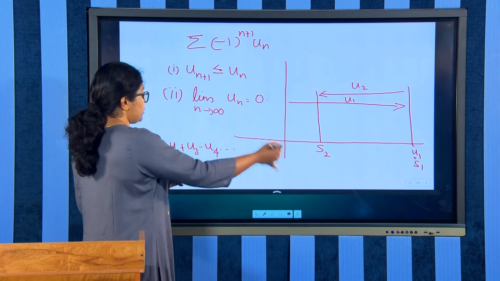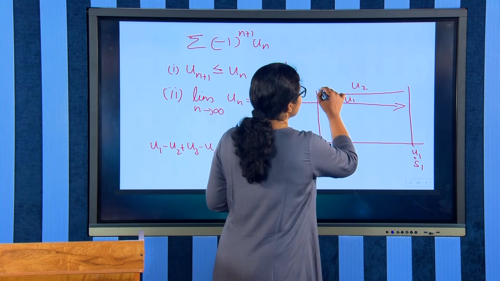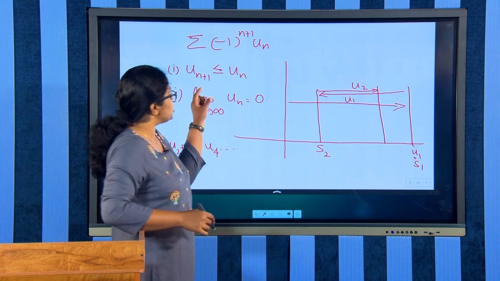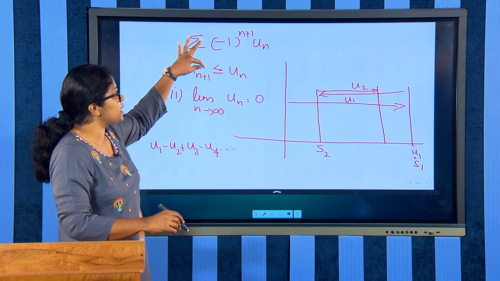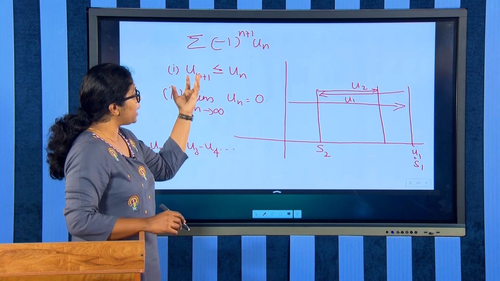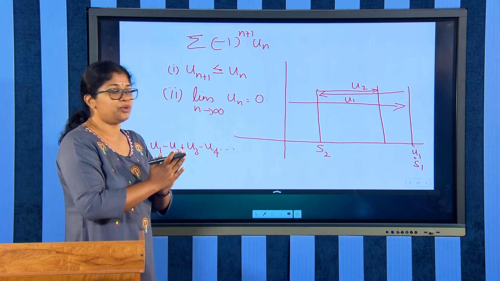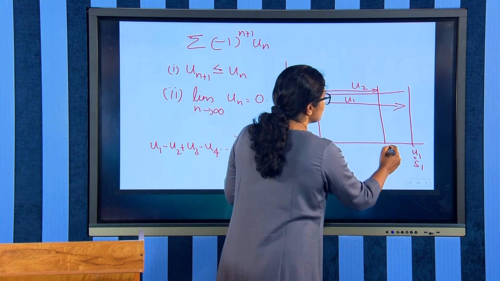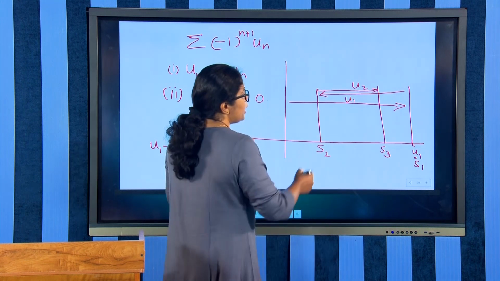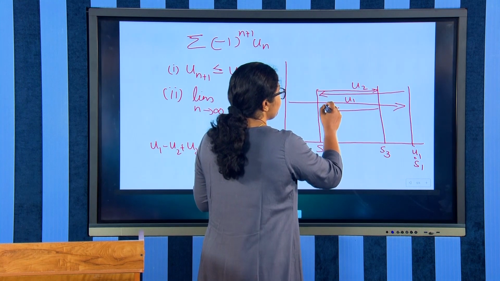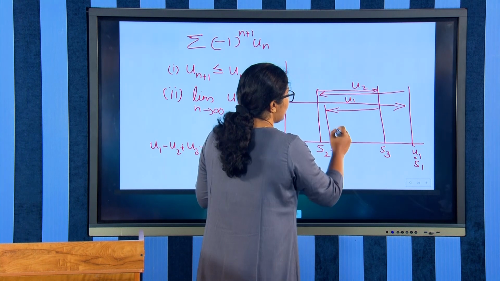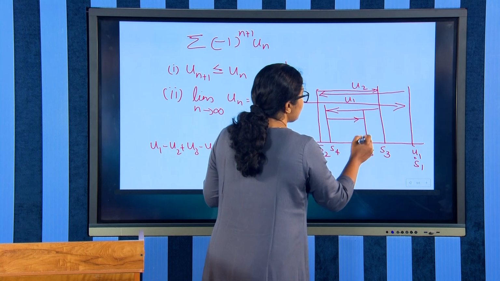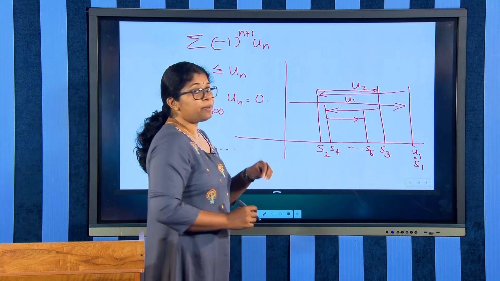Then you are adding some positive term. So it is getting added to a lesser value. Why lesser? Because we have a condition that each un plus 1 is less than or equal to un. So un plus 1 should definitely be less than un. So we can move only up to a particular point which is less than S2. So this is S3. Now it comes to some S4 somewhere here. Again it will go to somewhere here which is your S5, and it goes on.